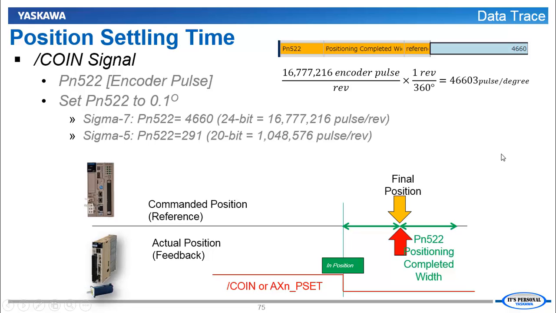So what do we need to set it to for our motor? Well, we're working in degrees. If we take the number of encoder pulses per rotation of the motor and divide that by 360, that's 46,603 pulses per degree. Let's say we arbitrarily want in position to be a tenth of a degree. We need a tenth of this value, which gives 4,660 encoder pulses in a tenth of a degree. So we need to go to Pn522 and set it to 4,660, and then we'll be looking at in position of 1/10 of a degree.